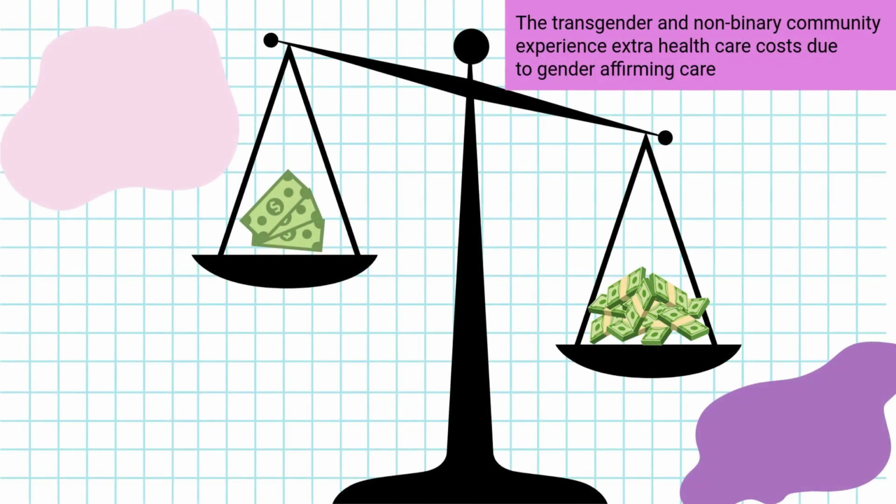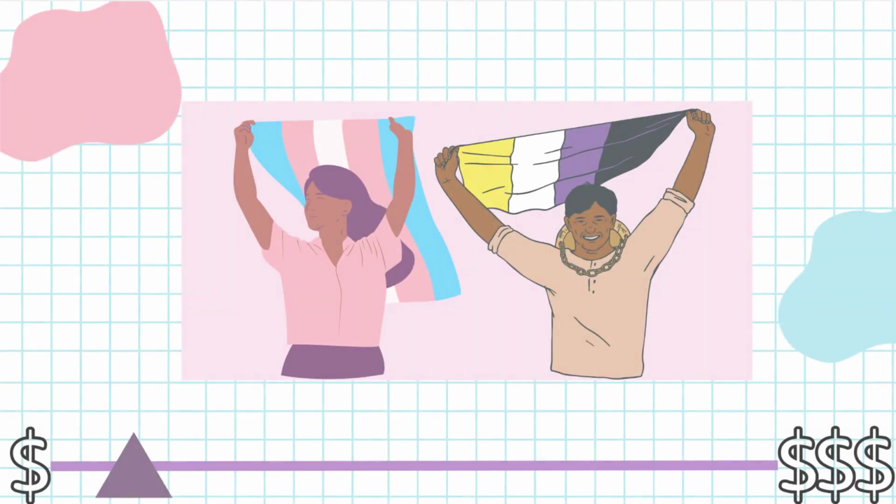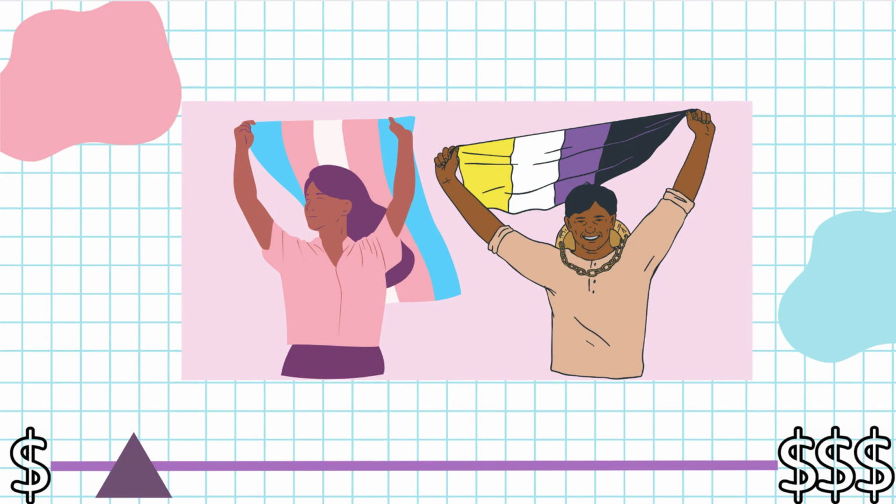The transgender community, like other marginalized groups, faces disproportionate levels of economic disadvantage. This population often has extra health care costs due to the expense of gender-affirming care, which may or may not be covered by their insurance to varying degrees. One way to combat the burden placed on trans and non-binary people is to offer a sliding scale for patients.